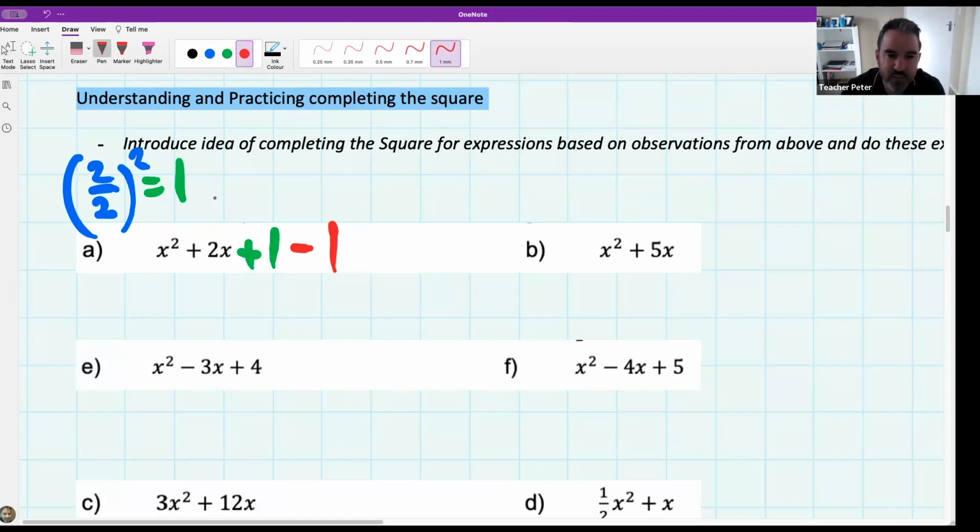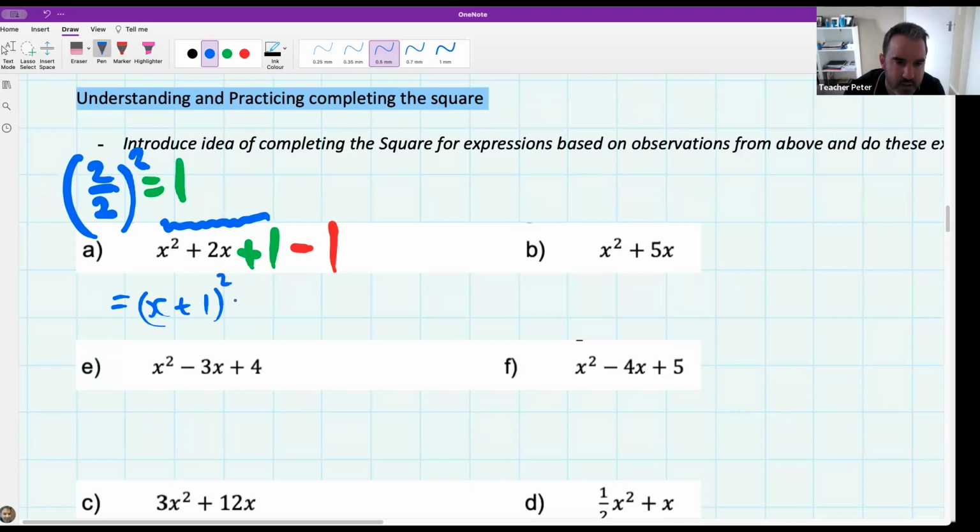But what is even better news for us is that we have created a square using these 3 terms. This is a perfect square trinomial. So 2 divided by 2 is 1. 1 squared is 1. So we are going to get x plus 1 squared. Let me actually write in a thinner pen. It's a bit thick. So this is going to be the same as x plus 1 squared minus 1.